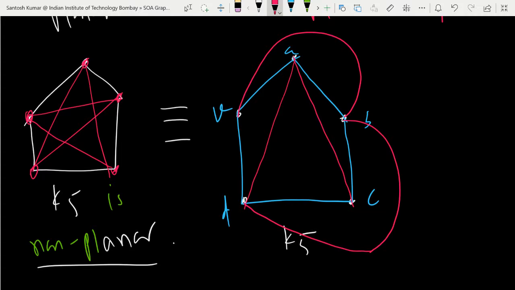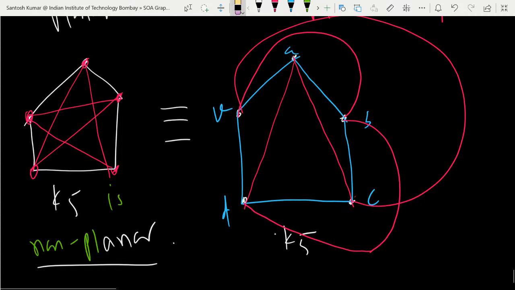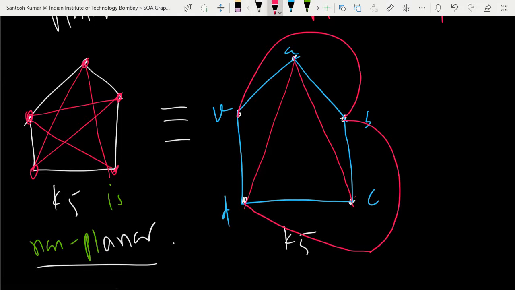Now the main problem comes: how will you join C and V? Do you have any way to join C and V? Because it is K5, each vertex is adjacent to every other. So tell me, how will you join C to V such that no edges cross each other? We don't have any way. Whatever way you take, if you take this way, you are crossing this edge already. Any way you come, you have to cross somewhere, because you have to cross the edge. So that's why there is no way.